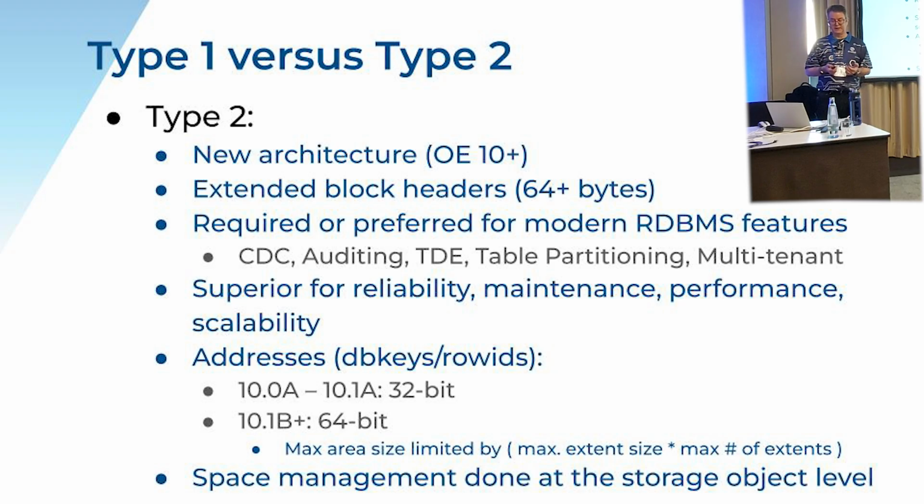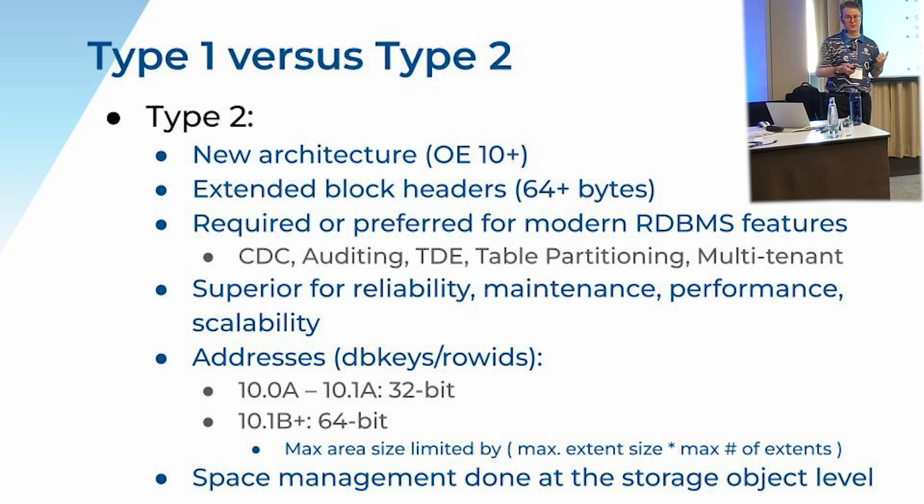By contrast, type 2, which is the newer architecture, was introduced in OE10, has larger block headers, more fields, more metadata. It's either preferred or in many cases required for the more modern features such as CDC, auditing, TDE, table partitioning, multi-tenancy, and you can expect that list to grow in the future. All of your data should be in type 2 areas. Next time you dump and load, make sure you change your structure if you don't already have them.